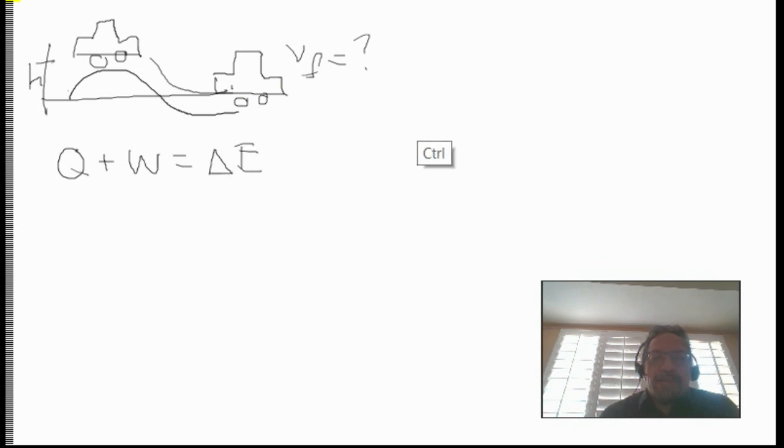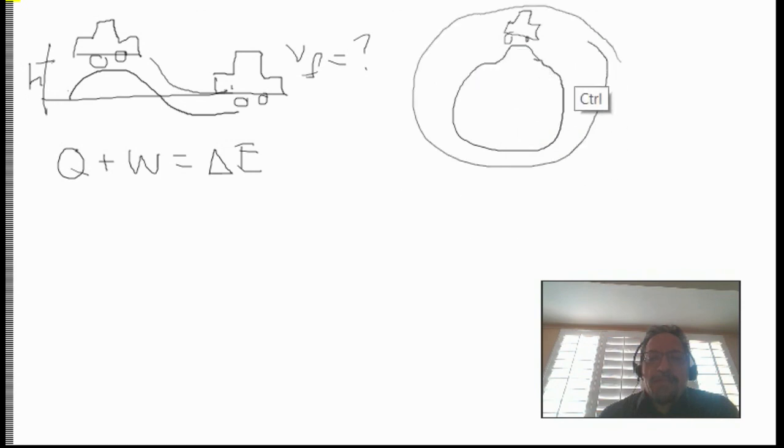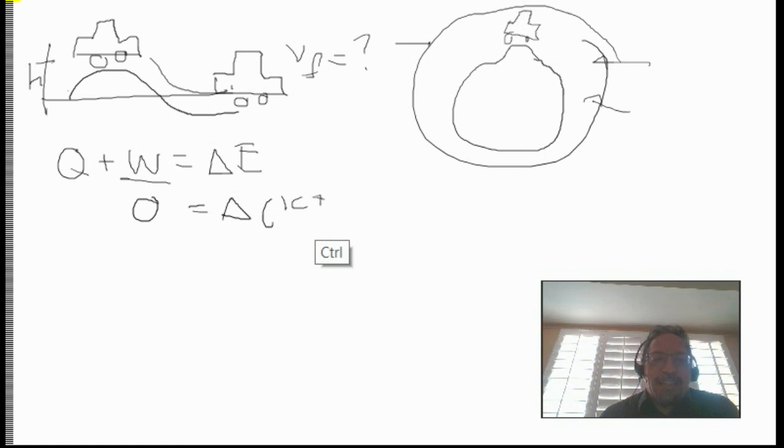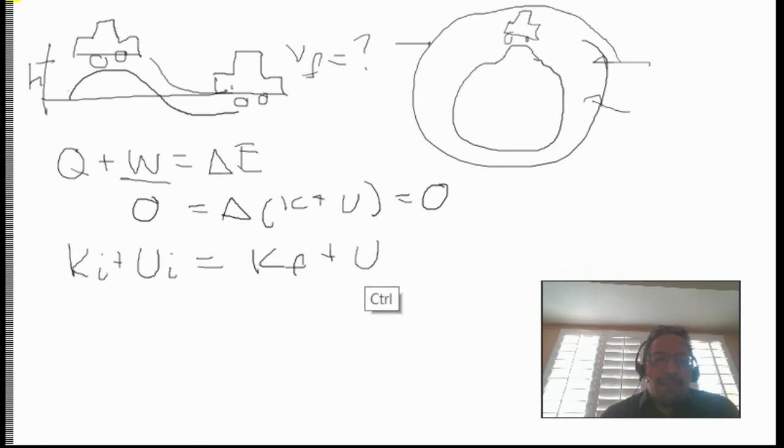Let us write our equation, and here we choose a system. So we're going to choose the following system. We're going to choose the planet and the car to be in the system. And if we do that, there's no work, because work requires the presence of an external force, and there's no other force coming in here to do anything, so it's all internal forces. So this is 0, and therefore we should have just the change in kinetic plus potential equals 0. That means that initial kinetic plus initial potential is K final plus U final.